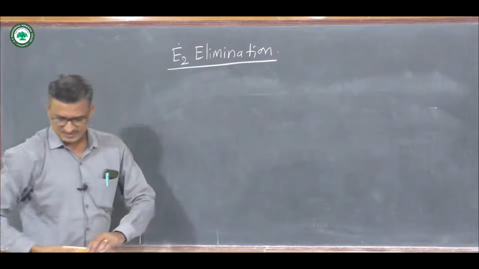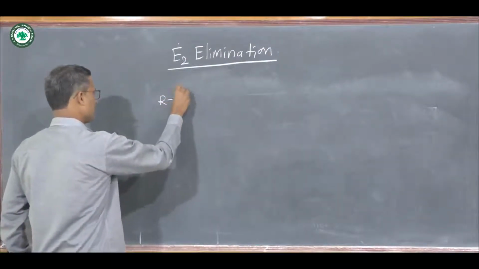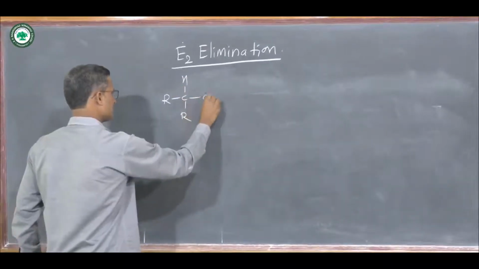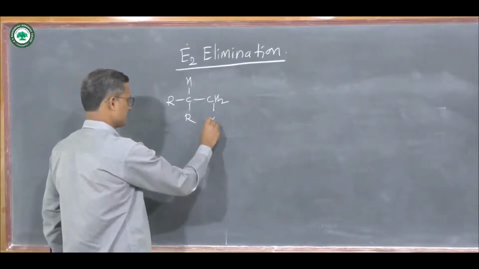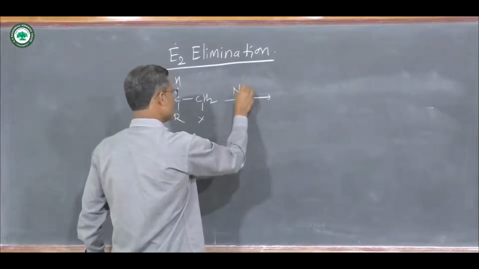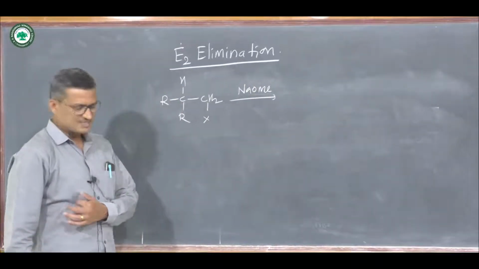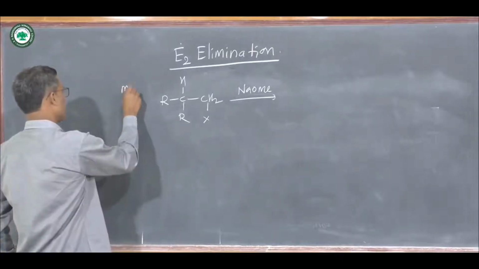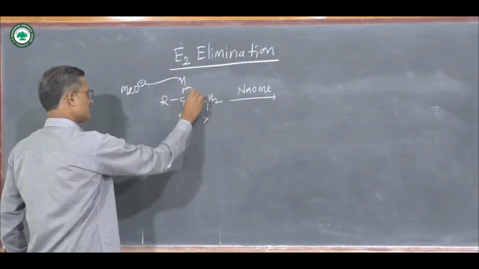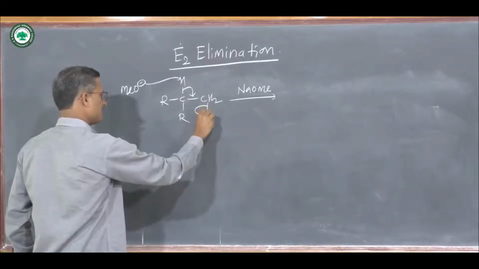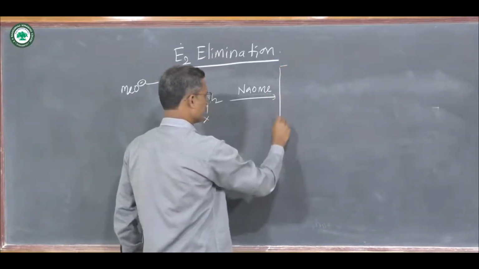And for that mechanism, we also take a general example, like you take this R', you take a CH2, and we take the leaving group as X. Here we use a base, sodium methoxide, and when we use sodium methoxide as a base, what happens? This is the methoxide, it abstracts the proton, these electrons are given to here and they push out the leaving group, and there is formation of a transition state.